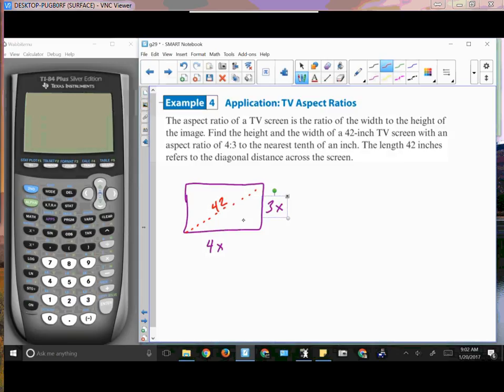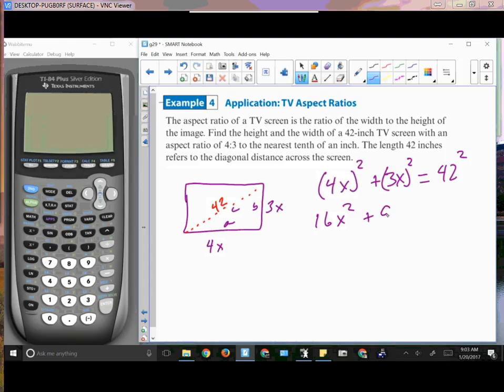Okay? Pythagorean theorem. We end up with A, B, and C. So that means that I have 4x, the whole thing is squared, plus 3x, the whole thing is squared, has to be equal to 42 squared. Now, this is going to require a little bit of math and algebra going with it. 4x squared is going to be 16x squared.